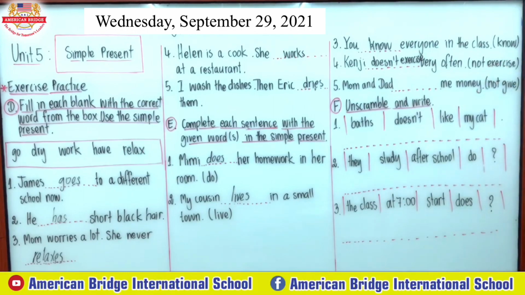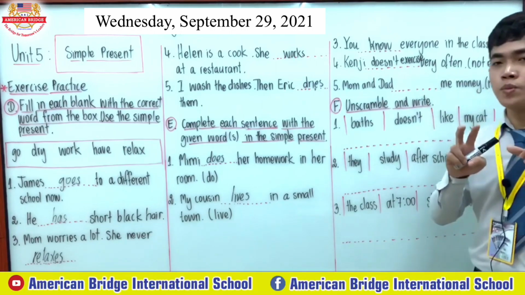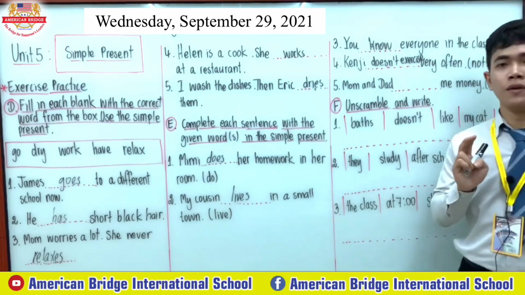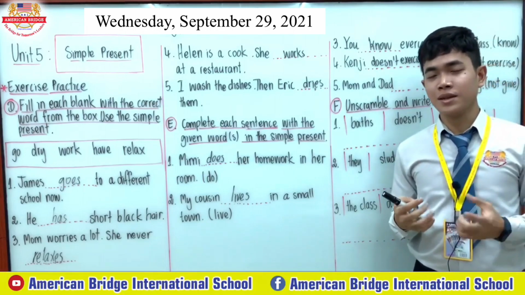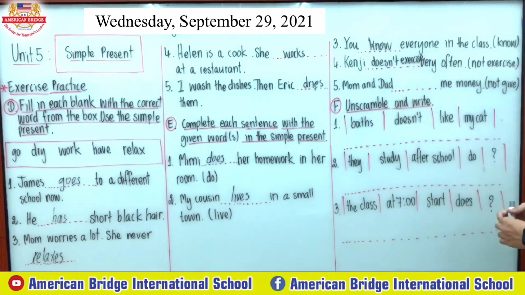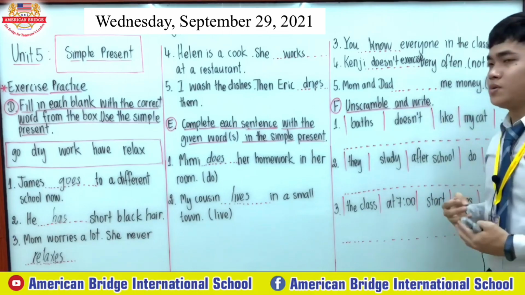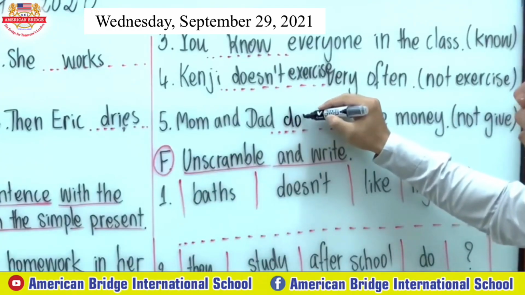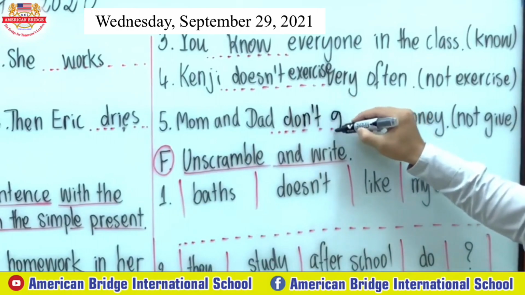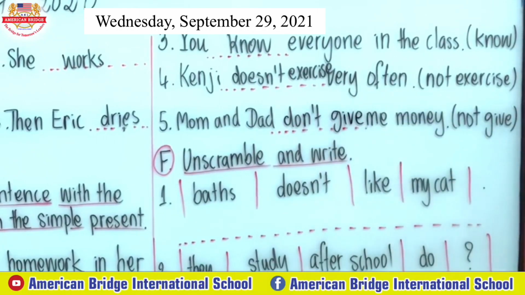So number 5, last one in our part A, mom and dad. Mom and dad, so we have 2 people in our sentence. So if it is 2 people, so we refer to which subject, everyone? They, right? Very good. So mom and dad, it is also in the negative form, but mom and dad are not referred to the third person singular subject, right? So that's why we can use the word do. Do not, or don't give me money. Okay?